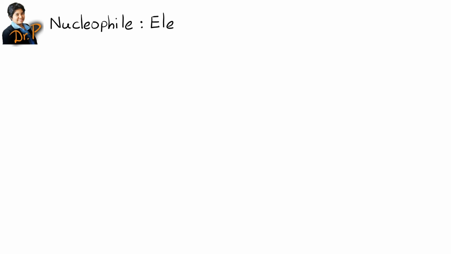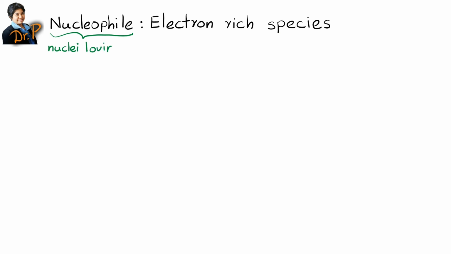Let's look at the nucleophiles. Nucleophiles are the electron-rich species. Phile means loving, and nucleophile means nuclei loving. Now think about the nuclei of an atom. What do you find in the atomic nucleus? You have protons, and you know protons are positively charged. So that means basically the nucleus is a positively charged point.